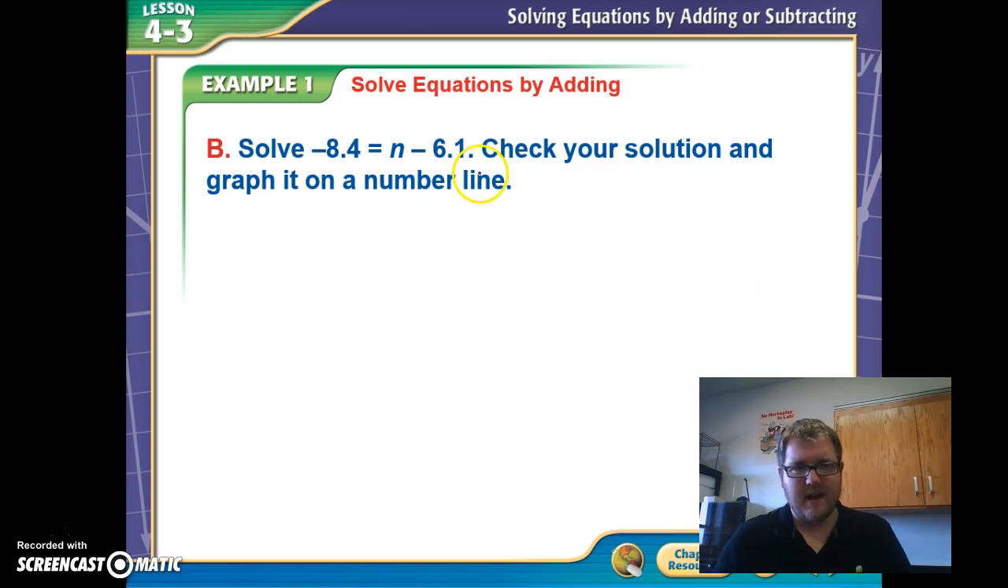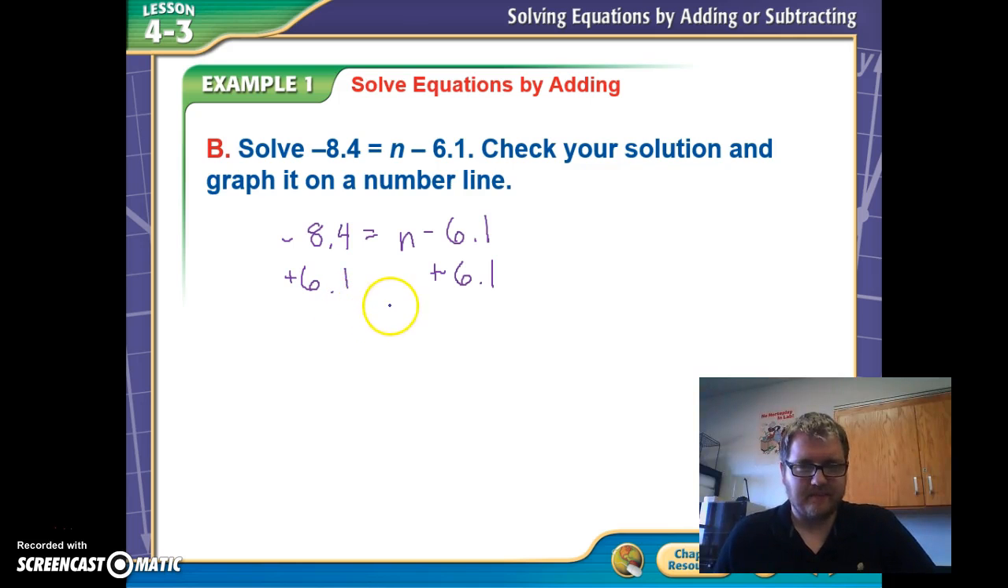We have negative 8.4 equals n minus 6.1, and we want to solve that for n. Again, to get n by itself, I'm going to use the addition property of equality. If I add 6.1 to both sides, the equation stays the same.